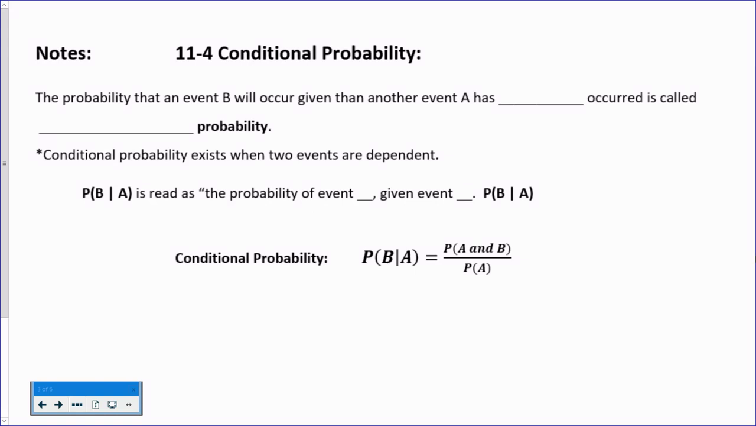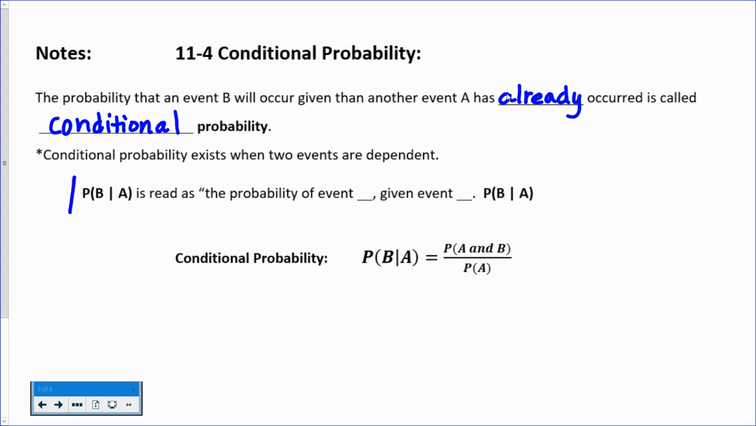So the probability that an event B will occur, given that another event A has already occurred, is called conditional probability. Conditional probability would only exist when two events are dependent.